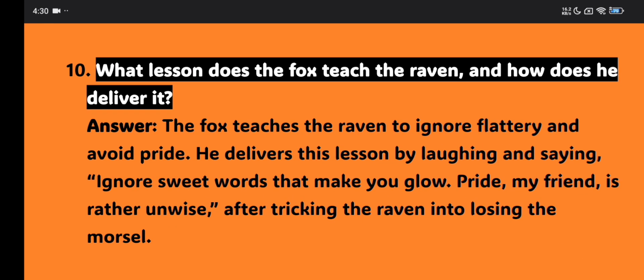Question number 10. What lesson does the fox teach the raven and how does he deliver it? The answer is the fox teaches the raven to ignore flattery and avoid pride. He delivers this lesson by laughing and saying, "Ignore sweet words that make you glow. Pride, my friend, is rather unwise," after tricking the raven into losing the morsel.